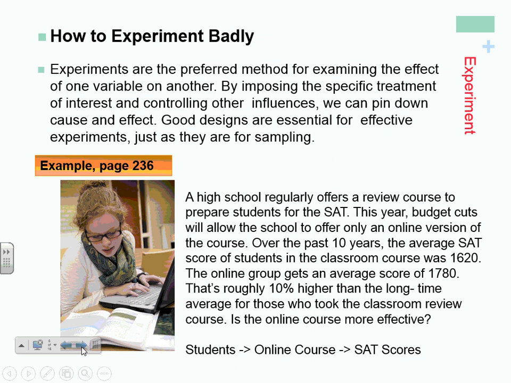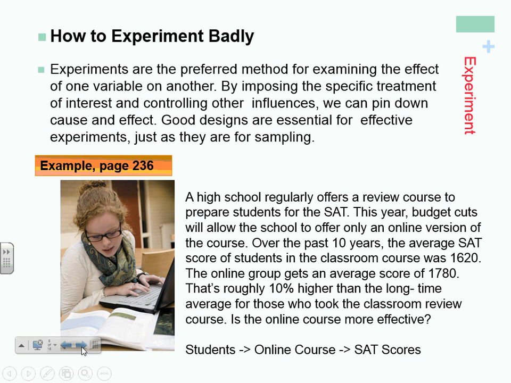So here's an example on page 236. Pause the video just a second and flip to page 236. Okay, in your book, it talks about an SAT example. A high school regularly offers a review course for the SAT. This year, budget cuts will allow the school to offer only an online version of the course. Over the past 10 years, the average SAT was 1620. The online group gets an average score of 1780. That's roughly 10% higher than the long-time average for those who took the classroom review. Is this online course more effective?